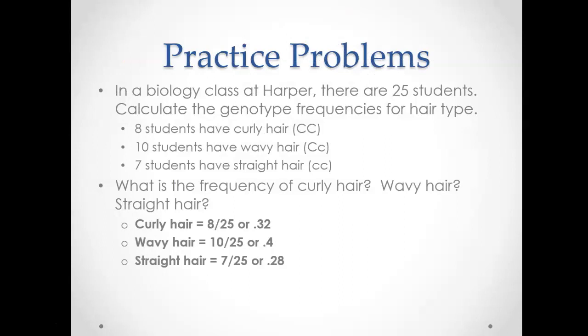Again, here's another practice problem for you. Going back to the students, looking at the types of hair that they have, what's the frequency of curly, wavy, and straight hair? Okay, really simple. You take the number of students who have that genotype and divide it by the total number of students. So this is a really easy calculation, but one that you should also be able to do.